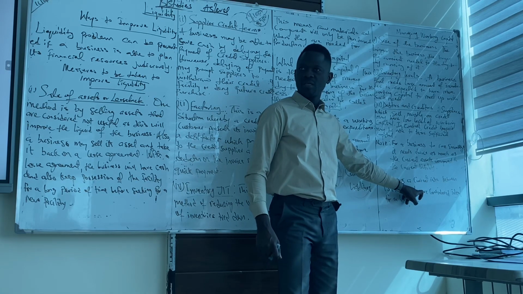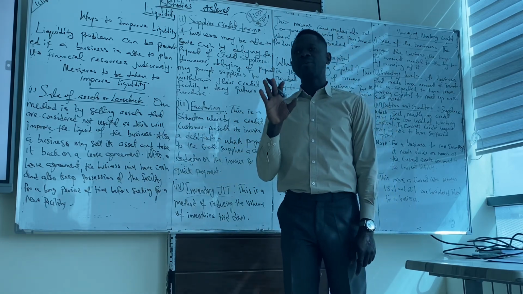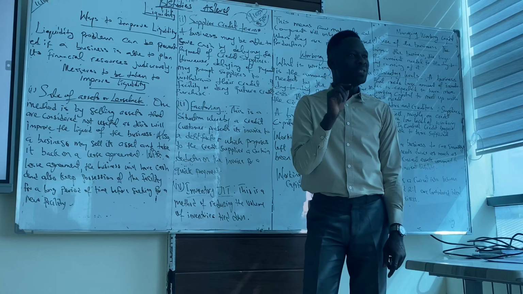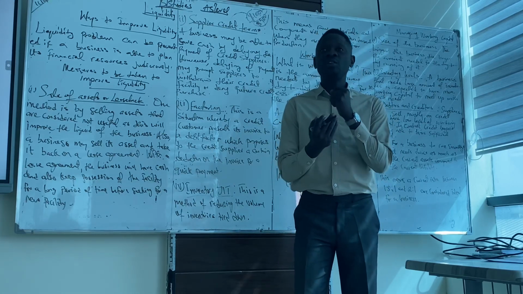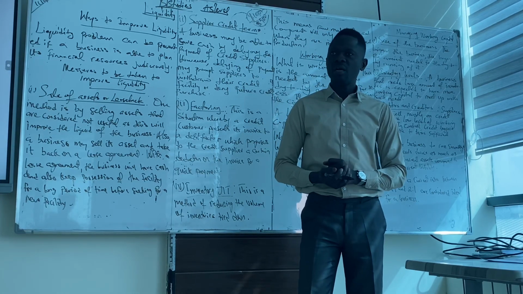Do we understand? So the bone of contention about working capital, or what you need to understand about working capital, is that you should ensure as a business that your current assets are double your current liabilities. Is that clear? Thank you.